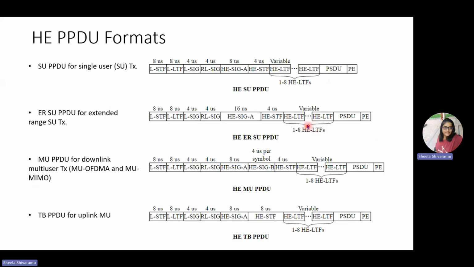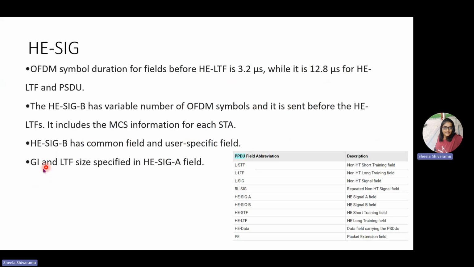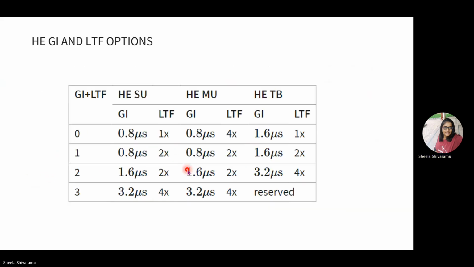So these HE-LTFs are also called as midambles. It is variable in size, 1 to 8. So the size of HE-LTF and the guard interval is specified in the HE-SIG-A field. So these are the HE GI and LTF options which are available in 11ax.